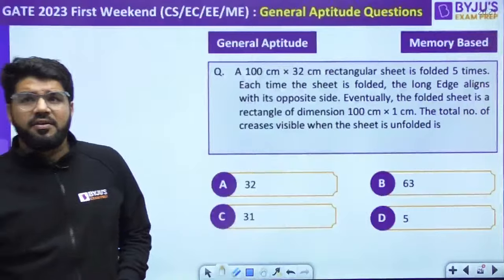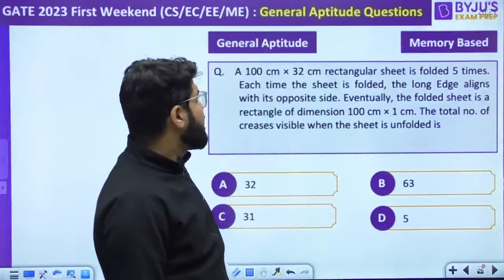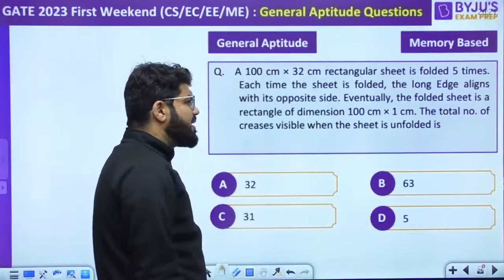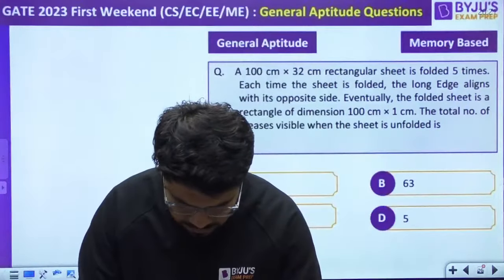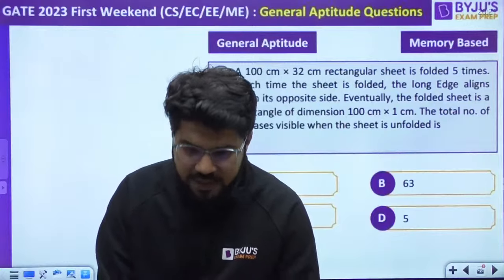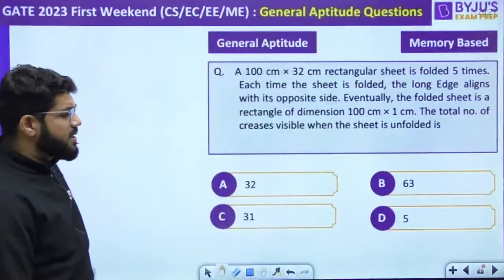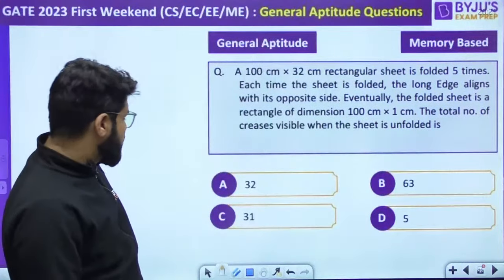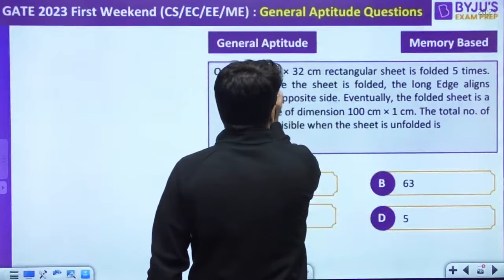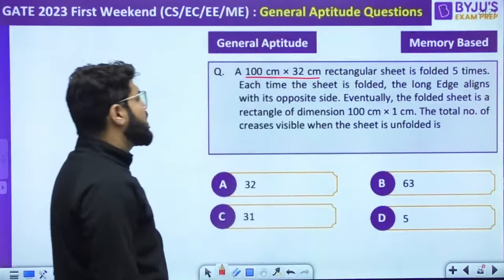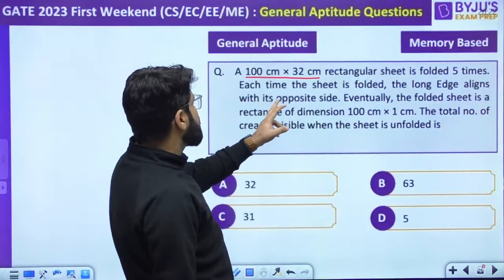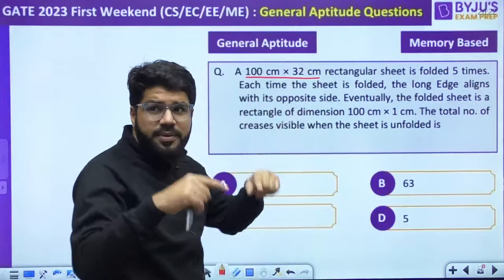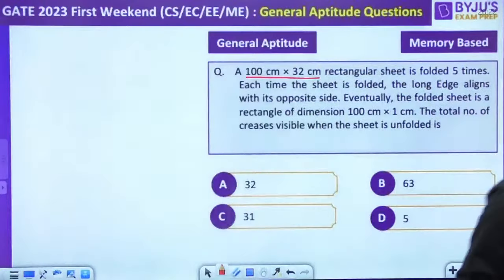Next question, dear, which may be looking like geometrical. It's looking like geometrical, but it is again a question which we can call a spatial aptitude question as well. What is the question telling you? That a 100 centimeter cross 32 centimeter rectangular sheet is folded 5 times, and each time the sheet is folded, the long edge aligns with the opposite edge. Pay attention.